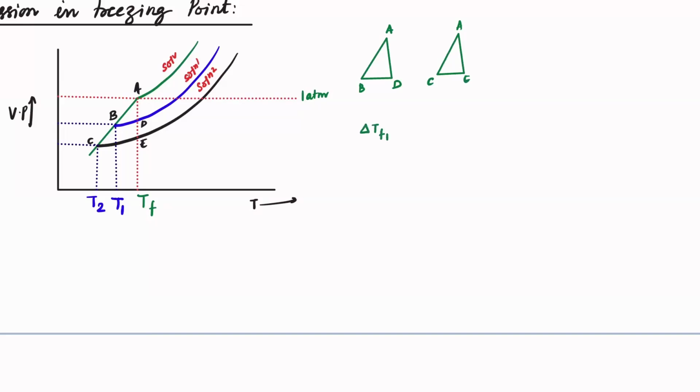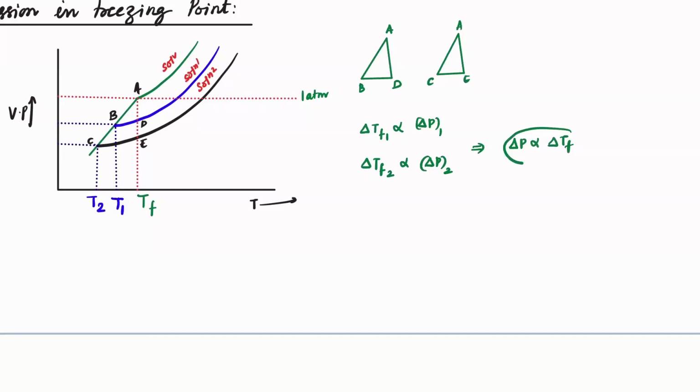And difference of the vapor pressure, how much you got? This one, delta P1, is proportional to the difference in freezing point 1, isn't it? And delta P2 is directly proportional to delta TF2. So that implies delta P is also directly proportional to delta TF.